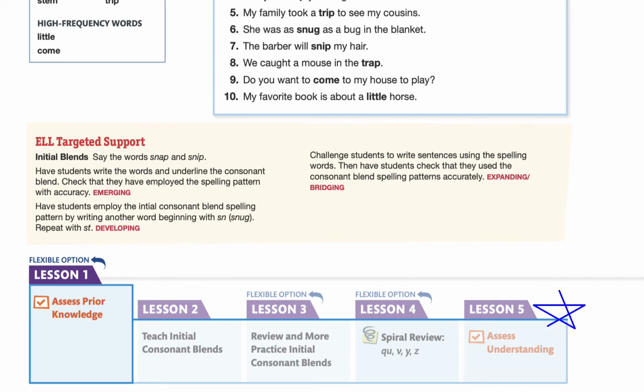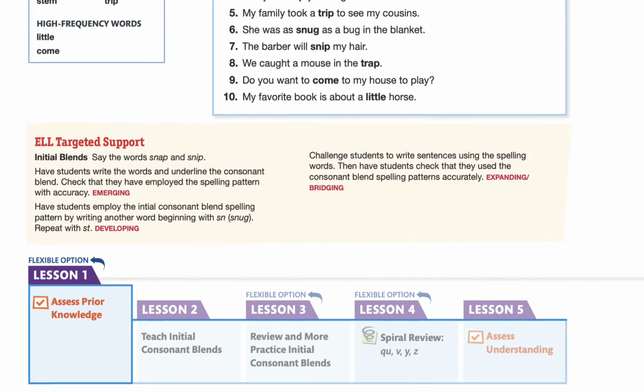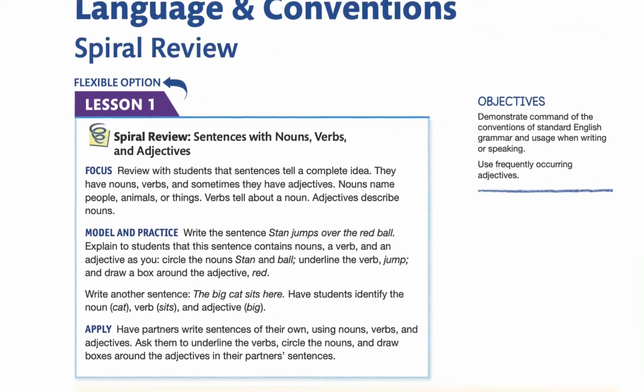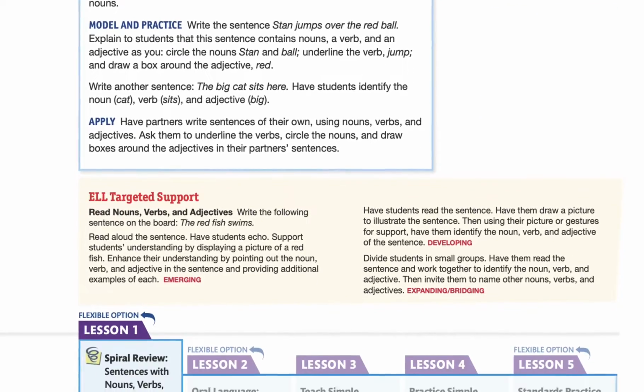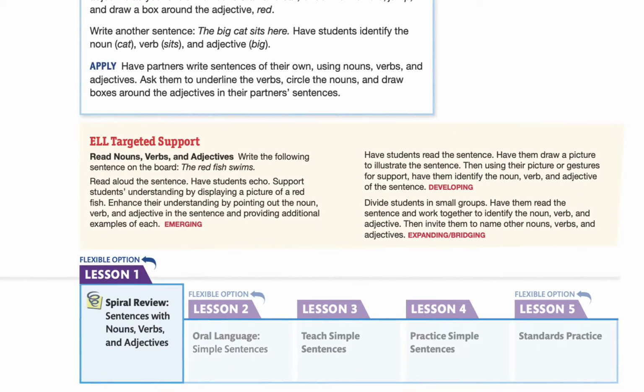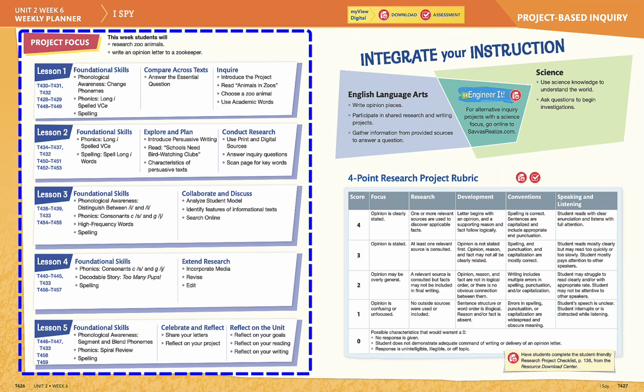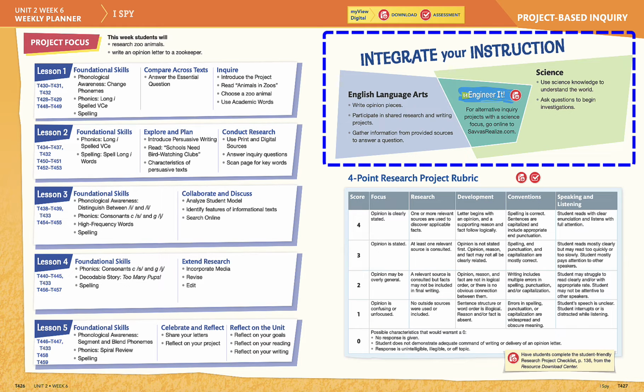Lesson 5 of the Reading Writing Bridge allows teachers to quickly assess student understanding. A spiral review of the previous week's skill is provided to reinforce learning. Each unit culminates with project-based inquiry. The project embeds the unit, theme, and standards in a creative, rigorous, and authentic way. The standards and outcomes are identified as well as content area connections.